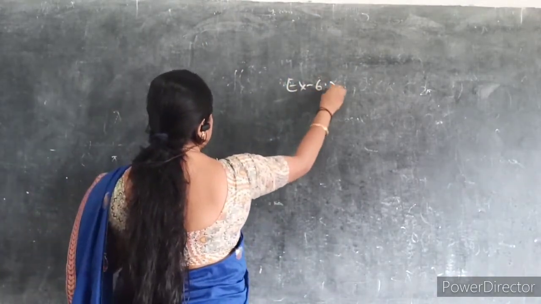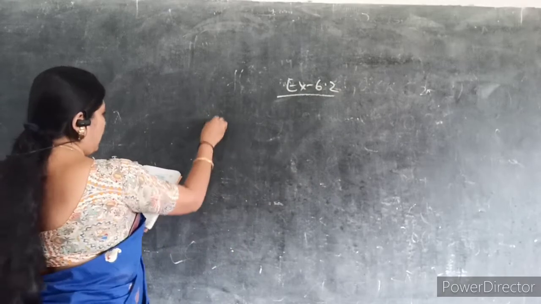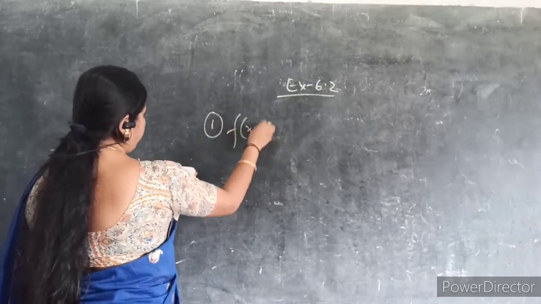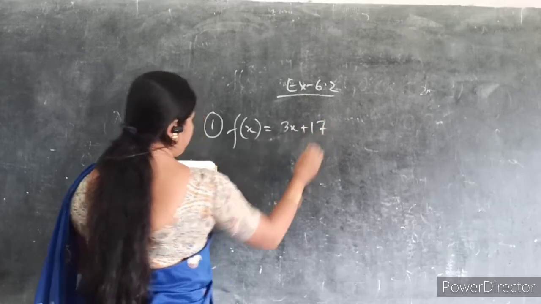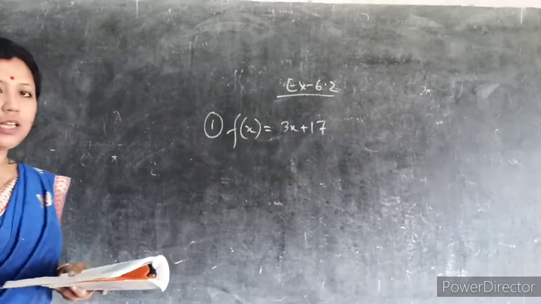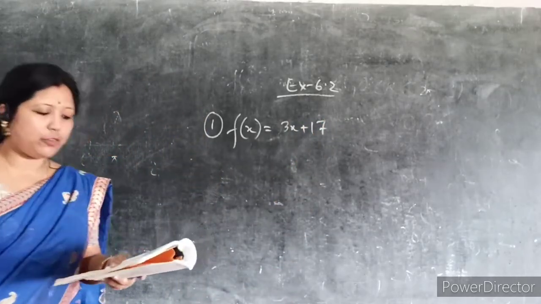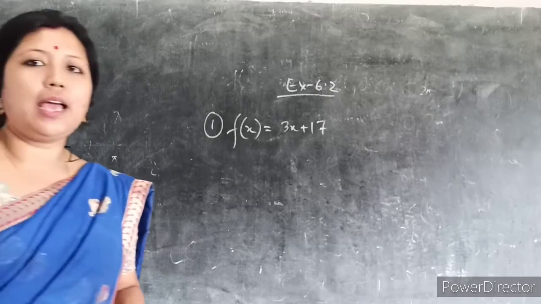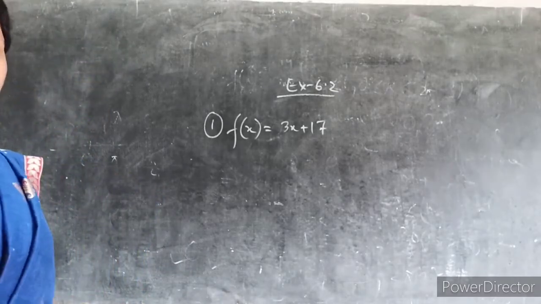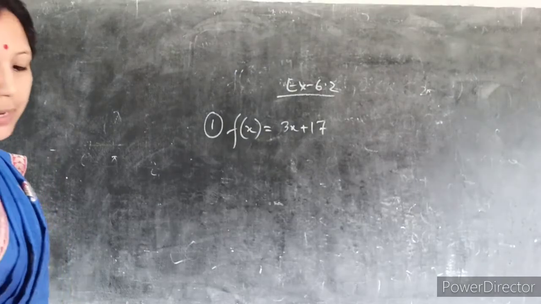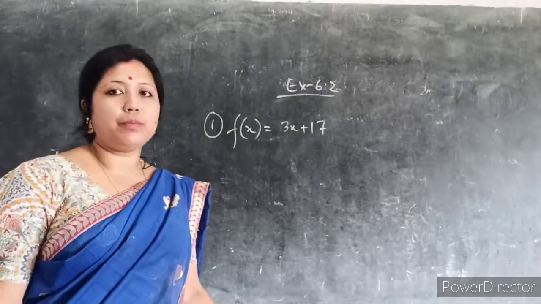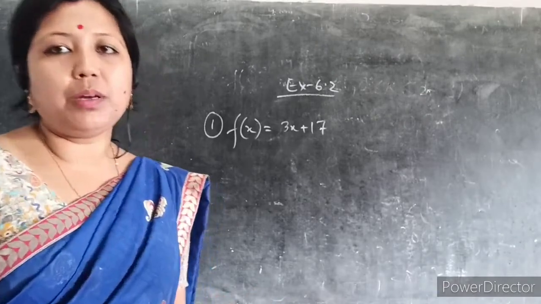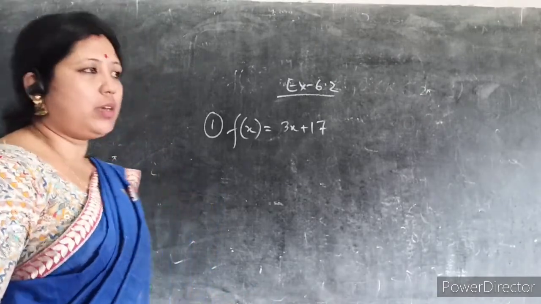In exercise 6.2, what is the first question? You have f of x equal to 3x plus 17. This is the given function. You have to show that this function is strictly increasing on R. Strictly increasing means as you take the x value from a small number to a big number, your function will keep on increasing.